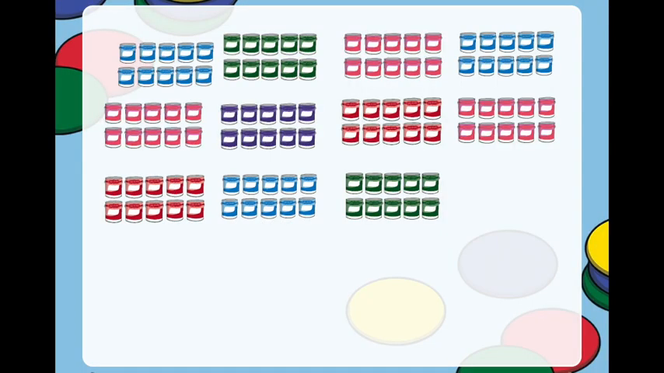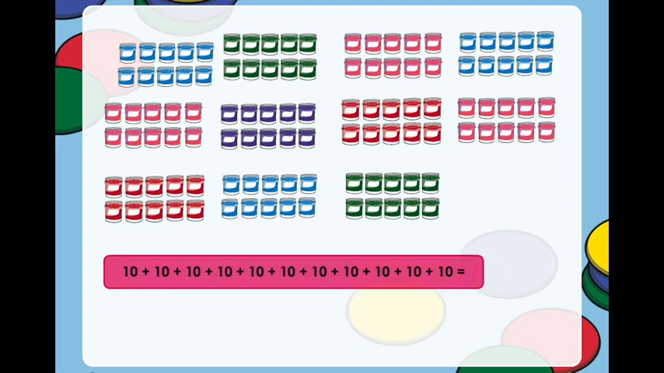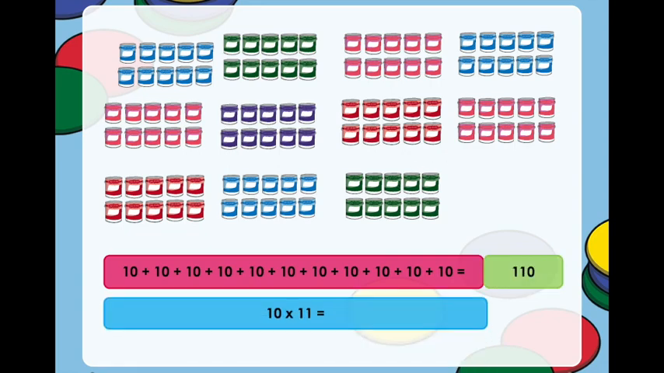11 groups of tons of paint, and in each group there are 10 tons. So now we can add the number 10 11 times, and we can count in tens to find out. So we have 10, 20, 30, 40, 50, 60, 70, 80, 90, 100, and 110. So 10 times 11 is equal to 110.